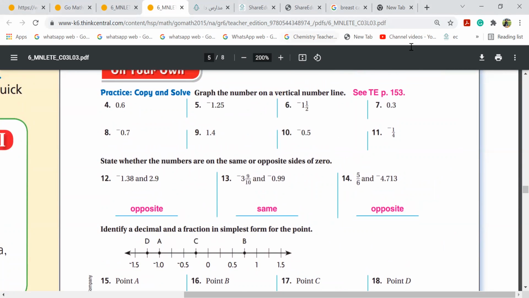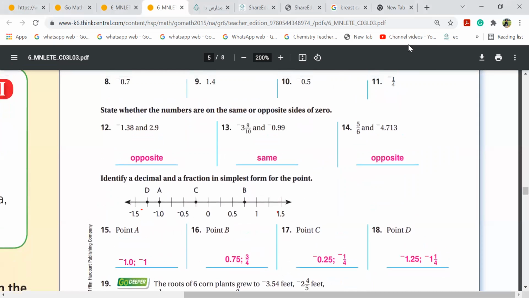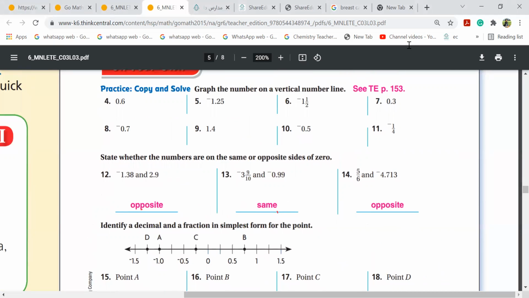Now here, they have to write whether they're opposite or not. Girls, if they have the same sign, you will write not opposite, they are the same. If they are opposite, one has to be negative and the other has to be positive. Okay? So just write opposite, same and opposite. And this number line, tomorrow I'm going to do it. Just do 12, 13, 14.